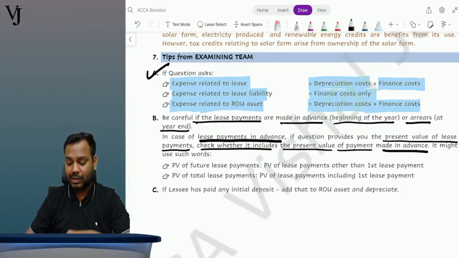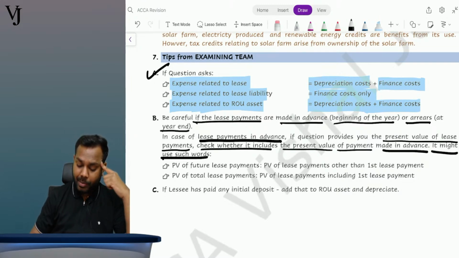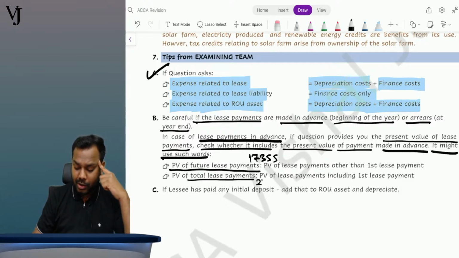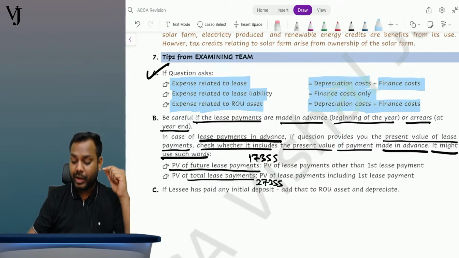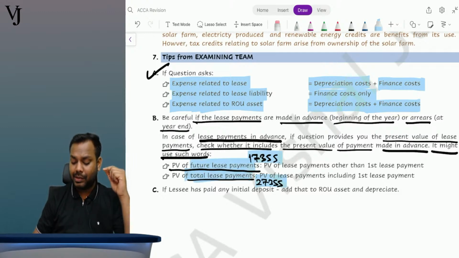I think this is what I discussed. Vishali was also asking me about 27355 or 17355. The question might use such words. Present value of the future lease payments means it will be 17355. Present value of the total lease payments, it will be 27355. So please be very careful in reading what the question says. Is it saying future lease payments or total lease payments? Please read the question clearly and properly.